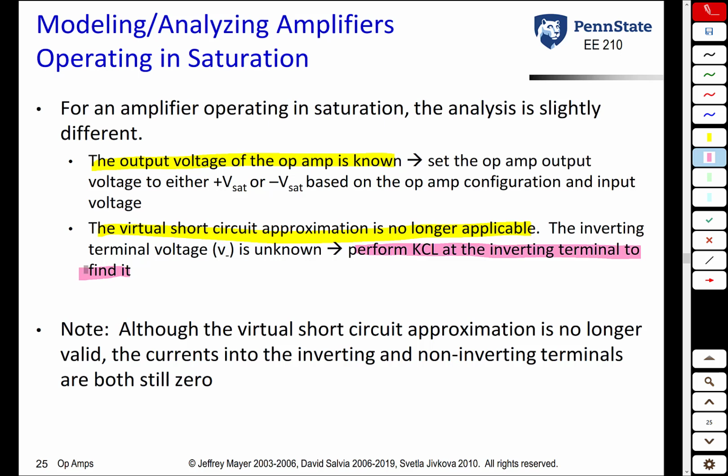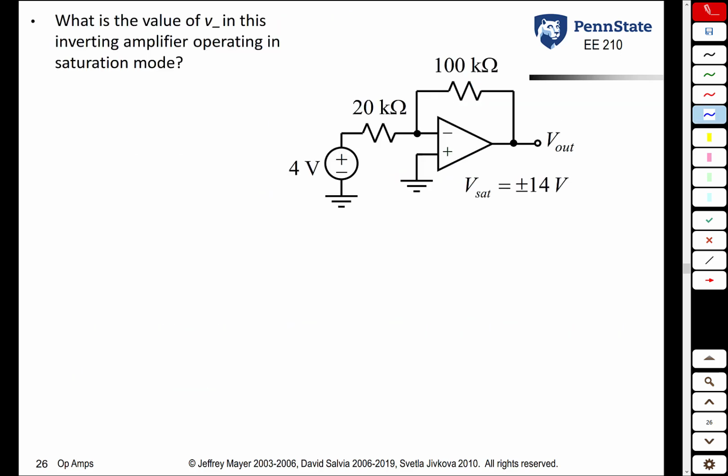Even though the virtual short circuit approximation does not hold in saturation, the other approximation that we use in ideal op-amps does hold. And that is the fact that the currents into the inverting and non-inverting terminals are still going to be zero even in saturation. So let's look at this example here. Once again, this is an inverting amplifier, and we can get the gain from these two external resistors. The closed-loop gain, G, is equal to minus 5. And we're asked to find the value of V minus in this inverting amplifier operation.